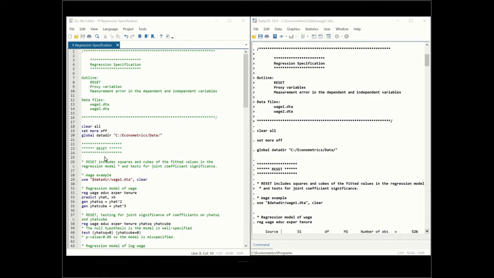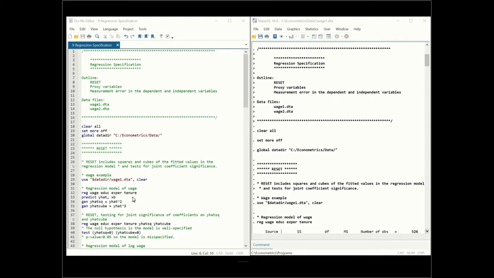First, let's talk about RESET. RESET is the regression error specification test, and it includes squares and cubes of the fitted values in the regression model and tests for joint coefficient significance. So here's the data file that we're going to be using, wage1.dta. And what I will be doing is running a regression model of wage on education, experience, and tenure. So what I want to know is if this model is correctly specified.